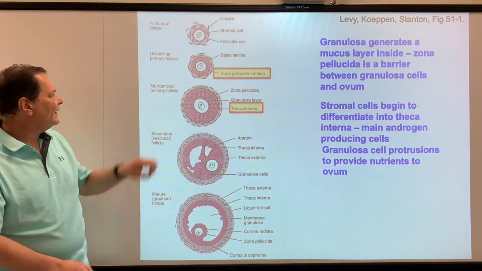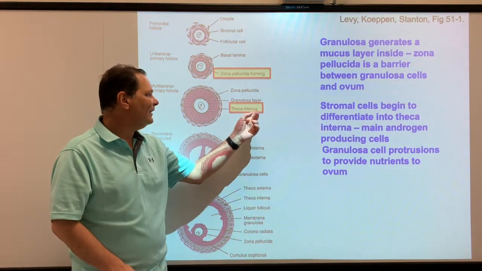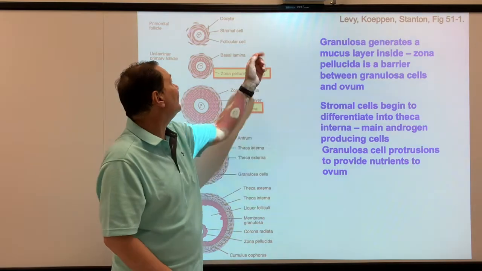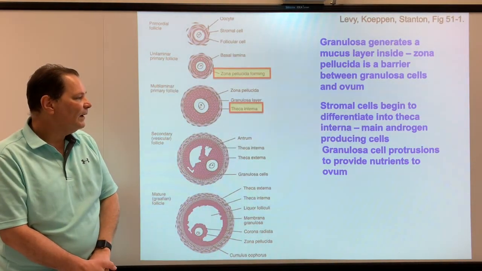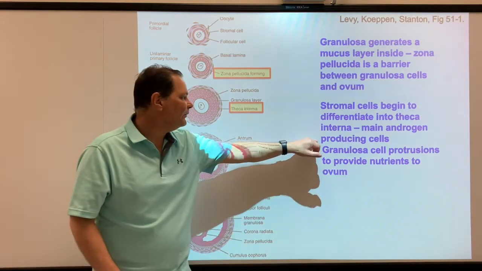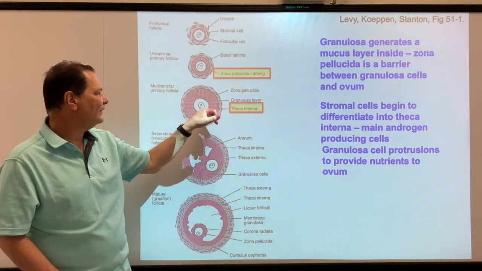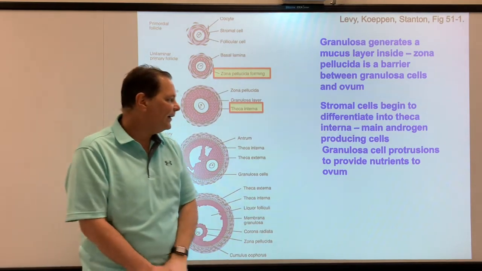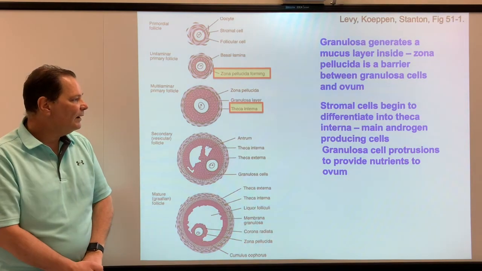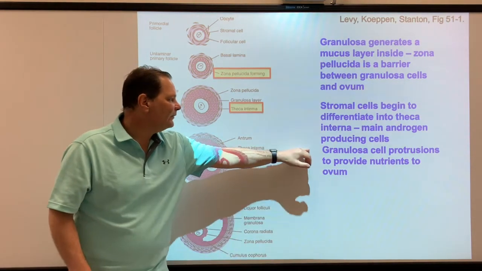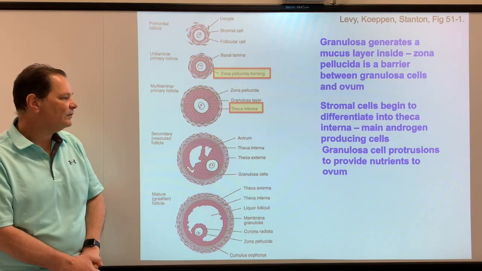A little bit later in the development of the primary follicle, we have the development of the theca interna. These are stromal cells that differentiate into cells that mainly produce androgen, and that androgen goes from the theca interna cells into the granulosa cells and is turned into estrogen, okay? And the granulosa cells develop protrusions. You don't see it here, but they help provide nutrients to the ovum.